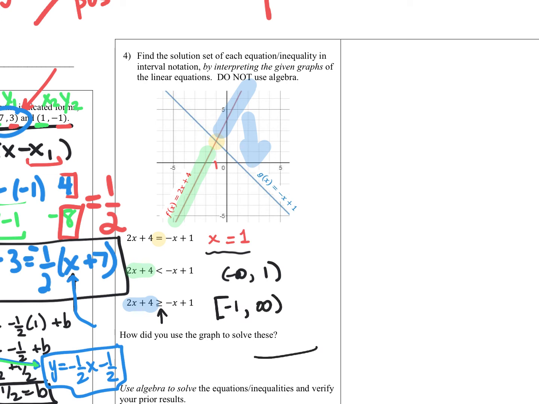So we use the graphs by just kind of seeing and comparing them. So if we're looking at less, we want to know which one is below or when it is below. And when it's greater, we're looking about when it's above.